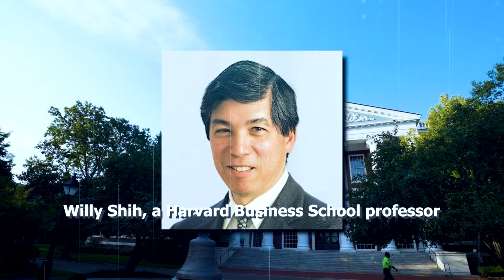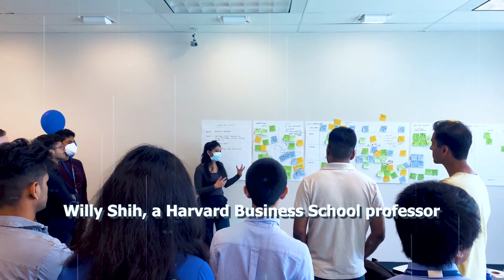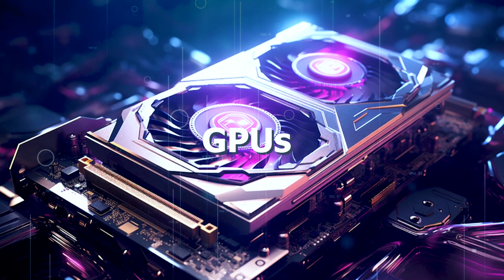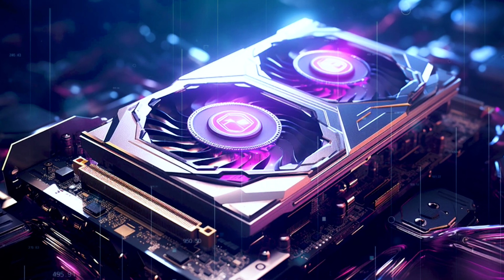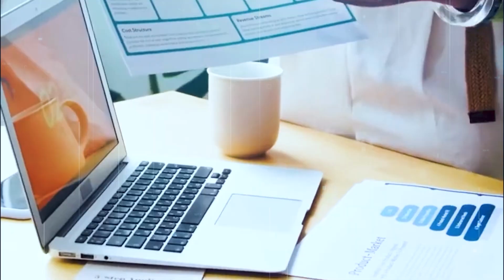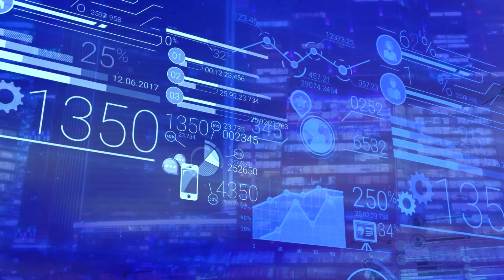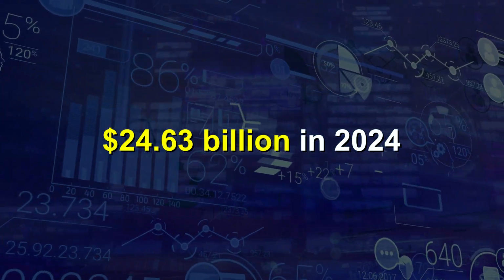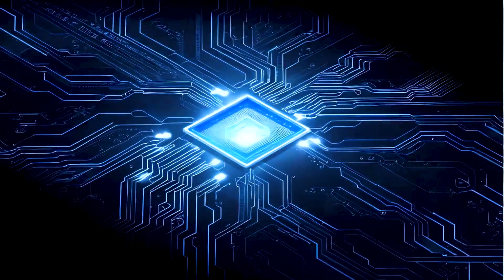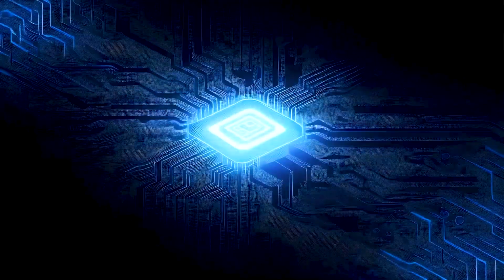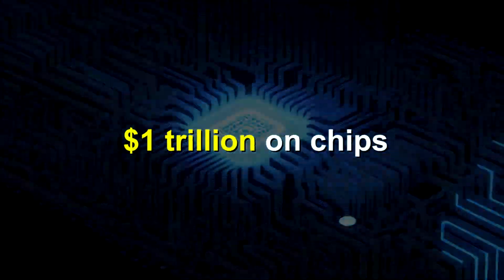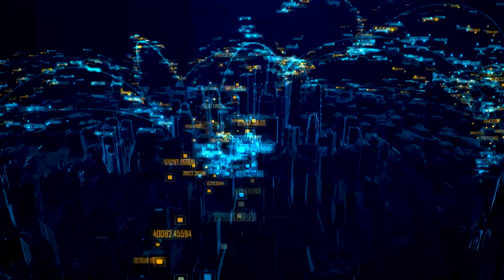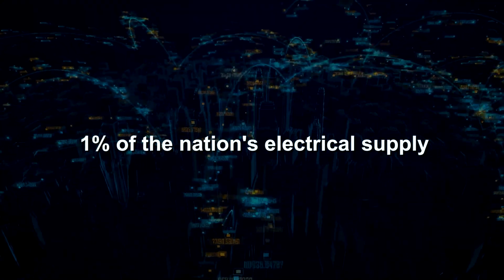According to Willy Shi, a Harvard Business School professor and former IBM employee, Altman might spend trillions on data centers, which house the GPUs required to train the AI models that power businesses like ChatGPT and Sora, if his goal is to create larger models for OpenAI. According to research firm IDC, the US market for data center development was estimated to be worth $24.63 billion in 2024. He could thus purchase 40 times as many data centers as there are now if he spent $1 trillion on chips. According to Xi, data centers currently consume more than 1% of the nation's electrical supply.